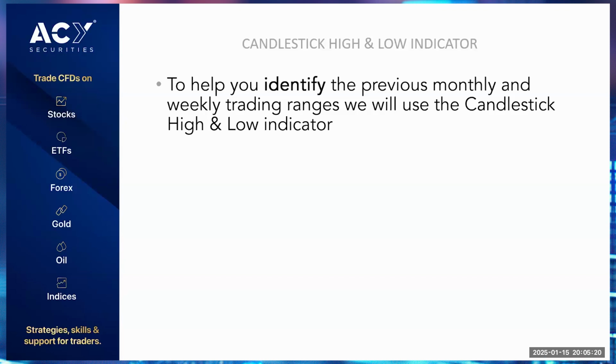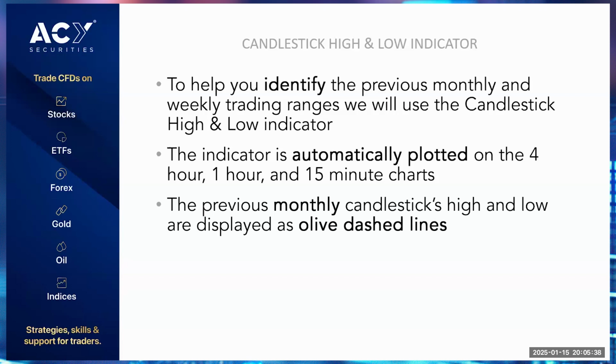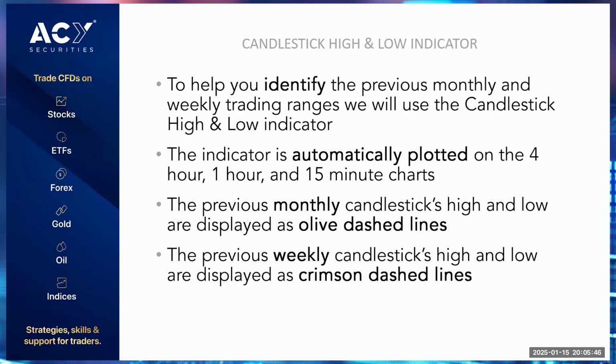To help you identify the previous monthly and weekly trading ranges, we'll use the candlestick high and low indicator, which is in my MT4 setup. The indicator is automatically plotted on the 4-hour, 1-hour, and 15-minute charts, so you'll be able to see where those highs and lows are on those timeframes. The previous monthly candlestick's high and low are displayed as olive dashed lines, and the previous weekly candlestick's high and low are displayed as crimson dashed lines.